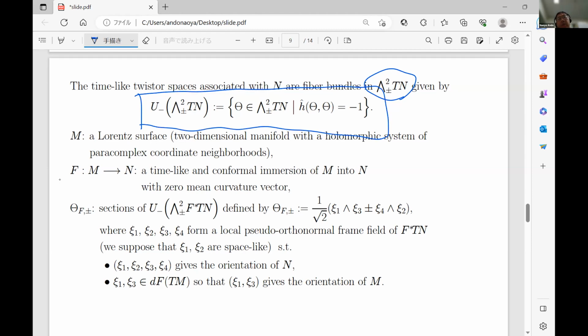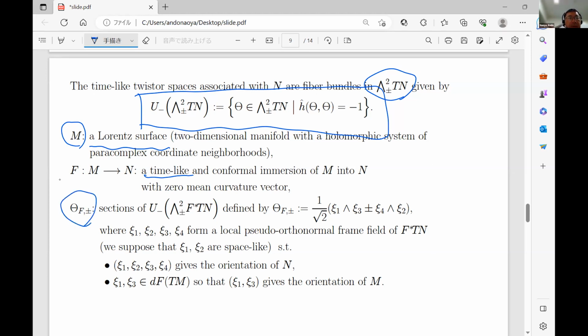These are also analogs of the twistor spaces associated with oriented Riemannian four-manifolds. Each fiber of the time-like twistor spaces is a hyperboloid of one sheet. Let M be a Lorentz surface. This is an analog of Riemann surface. A Lorentz surface is a two-dimensional manifold with a holomorphic system of paracomplex coordinate neighborhoods. Let F be a time-like and conformal immersion of M into N with zero mean curvature vector.